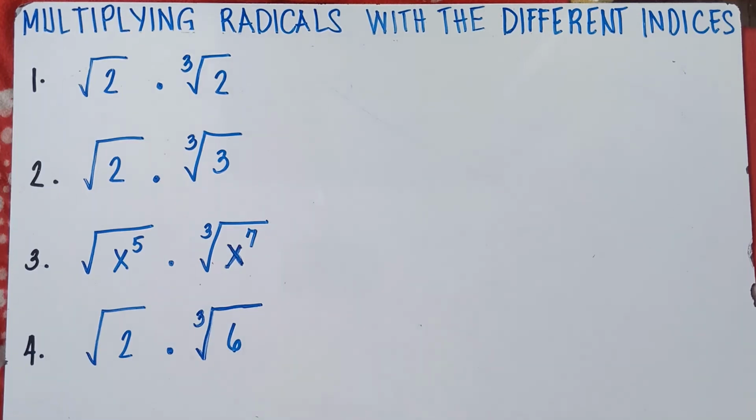Our topic for today's class is all about multiplying radicals with different indices. So without further ado, let's do this topic. We have 4 examples, class, for you to really understand how to multiply radicals with different indices. So let's start with number 1.